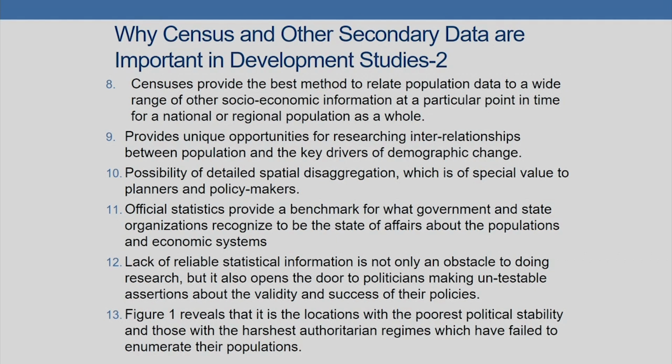The next figure reveals that it is the locations with the poorest political stability and those with the harshest authoritarian regimes which have failed to enumerate their populations.